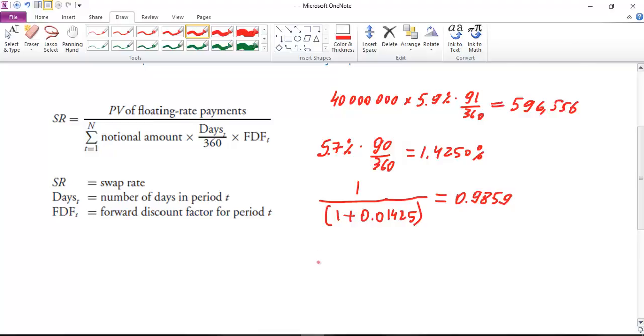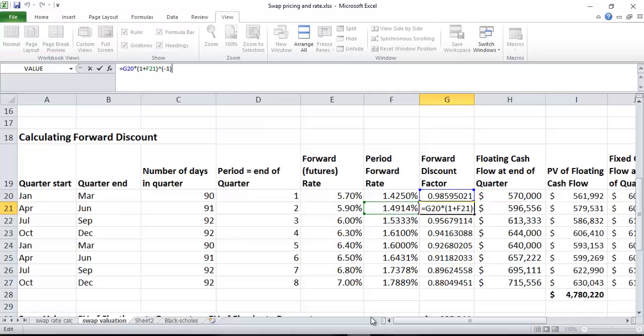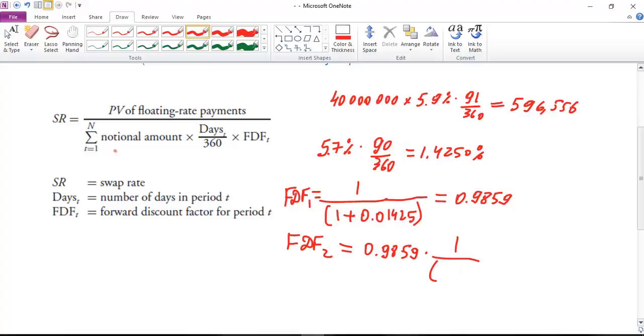So this is the forward discount factor for period 1, and to calculate the forward discount factor for period 2, I'm just doing this: 0.9859 times 1 divided by, so what was the periodic forward rate for the next period? It was 0.01491. So it's going to be 1 plus 0.